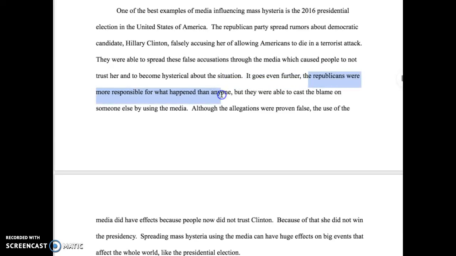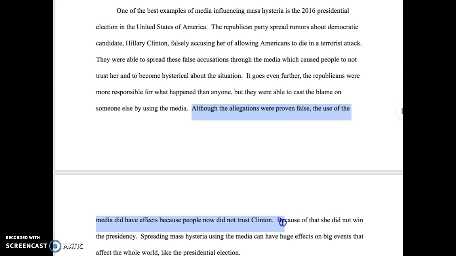Republicans were more responsible, and then they cast the blame and it was proven false. So you have all these things, but I think every once in a while you could be a little bit more specific with what's going on. So you don't necessarily, for example, here have to say this was Benghazi and then have a further explanation with everything. But I think for your analysis to work a little bit stronger here, although the allegations were proven false, the use of the media did have effects because people now do not trust Clinton.